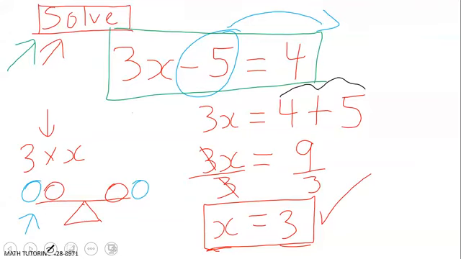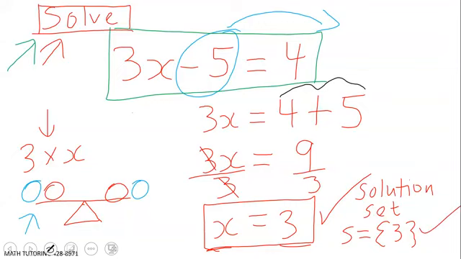And we say that the solution set of this equation, which we're going to call S, contains 3. That's the only number in the solution set. So that's our answer, and we solved our first linear equation.